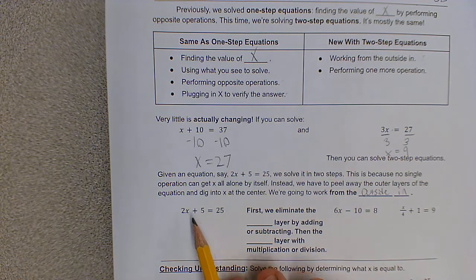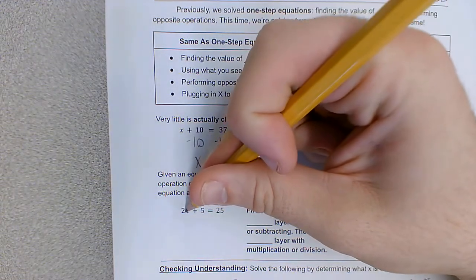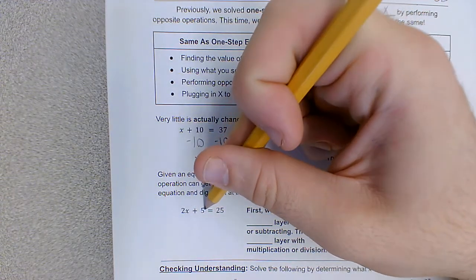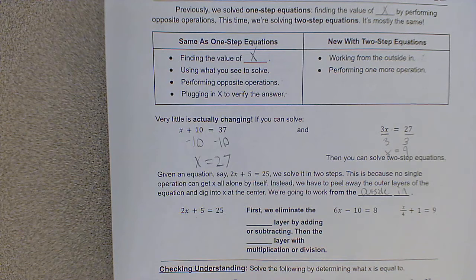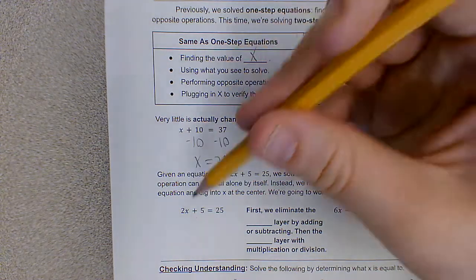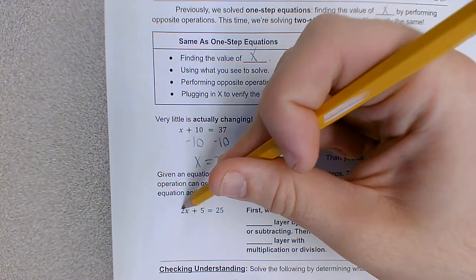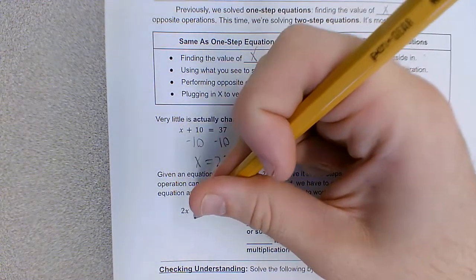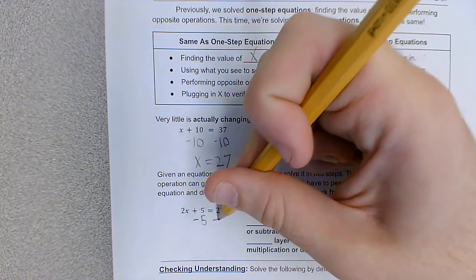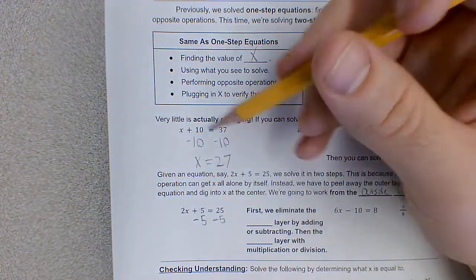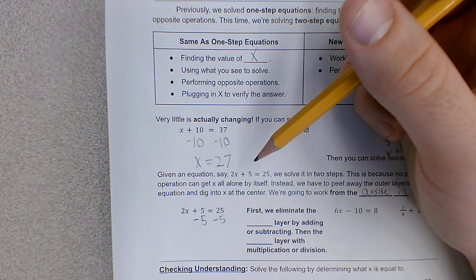I have this 2x plus 5. I want to start with the operation that is farthest from my x. Now, this 2 is stuck pretty close. I'm going to go farther out to this plus 5. In general, I want to get rid of my adding and subtracting first, and I'll do that with opposite operations. So this 2 is next to the x. I'm going to go to the outside and subtract 5 from both sides. I'm working from the outside in, so I choose the farthest operation.